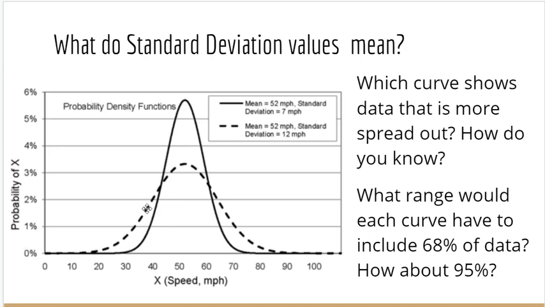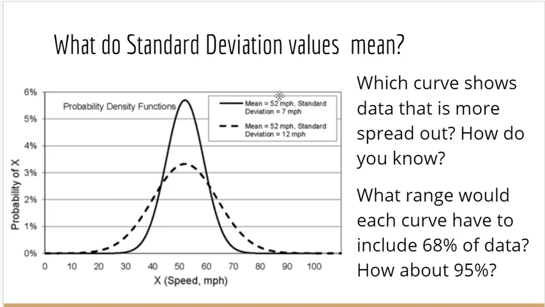Hopefully you're seeing this dashed one, right? You can just see the peak isn't as high, it goes wider. Yeah, and if we look up here, look at the standard deviation. For this dashed one, the standard deviation is 12, and for the solid one, it's 7. So you can see how a smaller standard deviation leads to tighter data, and a bigger standard deviation leads to more spread out data, okay?